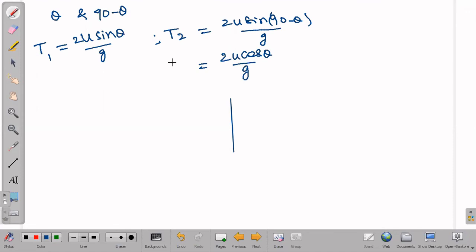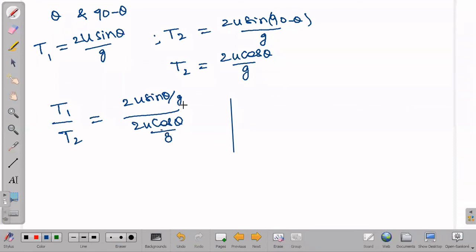Now for complementary angles, if I write the ratio of time of flight, what do we get? T1 by T2 is equal to 2u sine theta by g divided by 2u cos theta by g, right? So this g will cancel out, 2u will cancel out. So what we got finally, T1 by T2 is equal to tan theta, right?